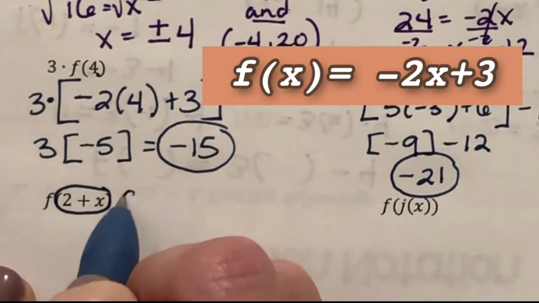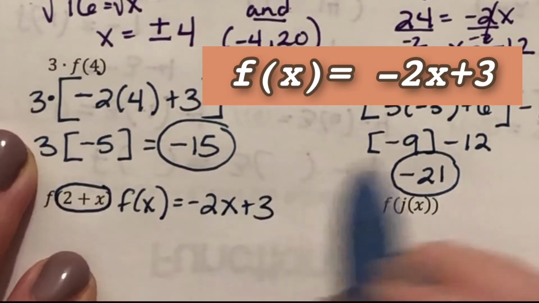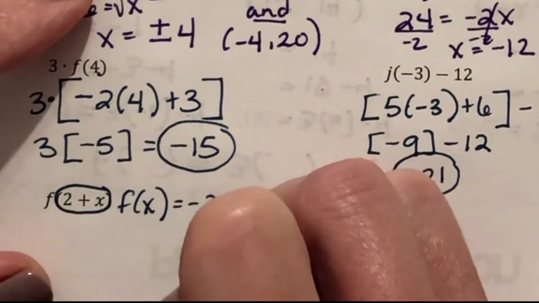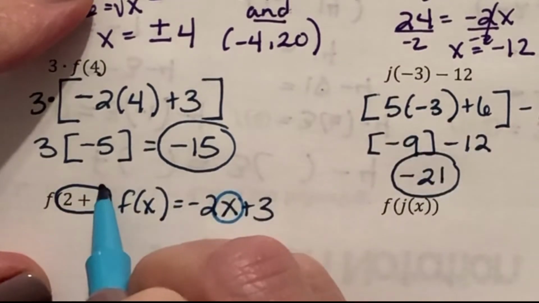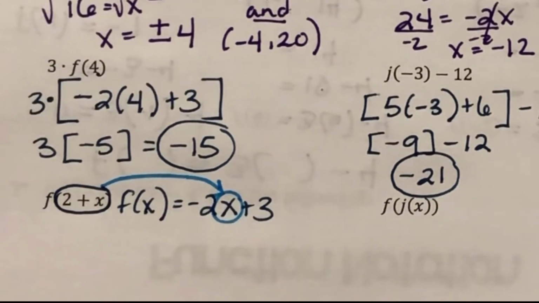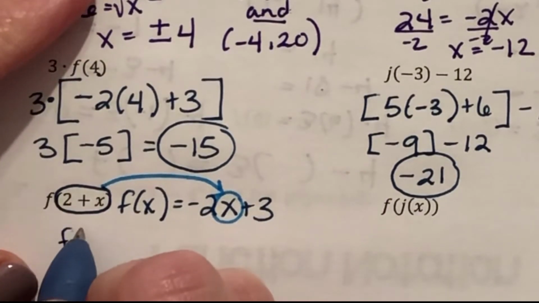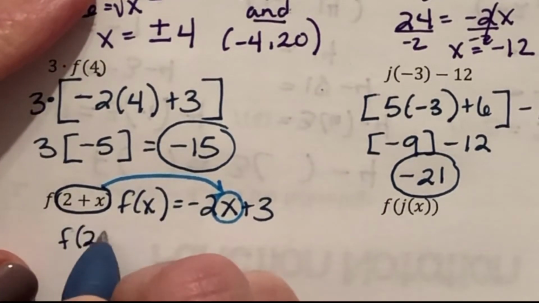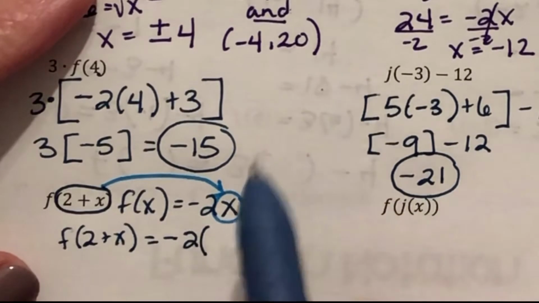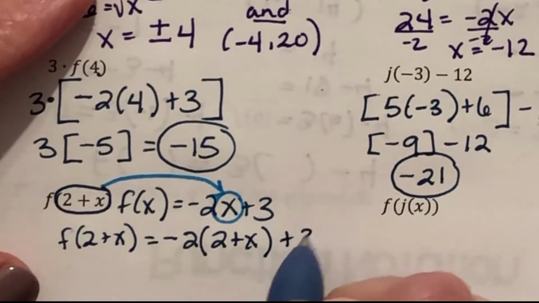So I know that f of x is negative 2x plus 3. That's from my table up there. And anytime I see an x right here, I'm going to replace it with this 2 plus x, because that is my input. It seems a little weird, but that's my input. So I get f of, and again, this x is now 2 plus x, because this is my input, equals negative 2 times, what am I inputting? I'm inputting 2 plus x, and then plus that 3.